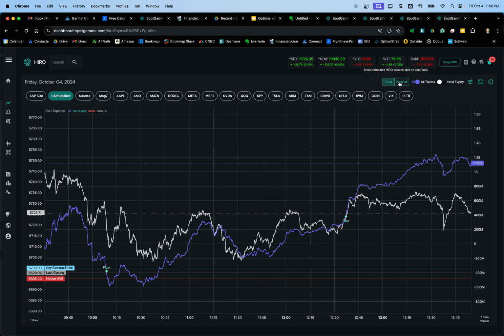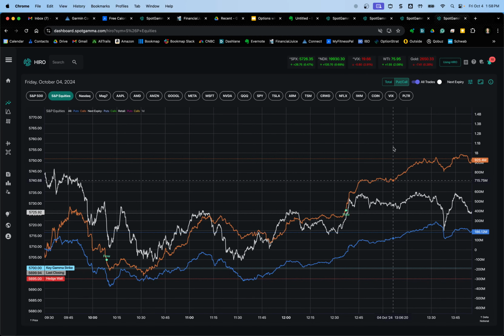And I'm going to shift to puts and calls. In this chart, the orange line is showing calls. A rising orange line indicates traders are buying calls. Market makers sell the calls. They have to buy stock or futures to hedge their delta exposure. And a falling blue line indicates traders are taking negative delta position. They're buying puts. And just the opposite for a rising orange line, rising blue line.